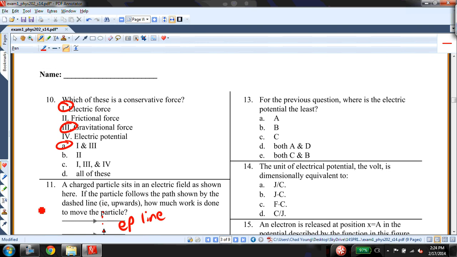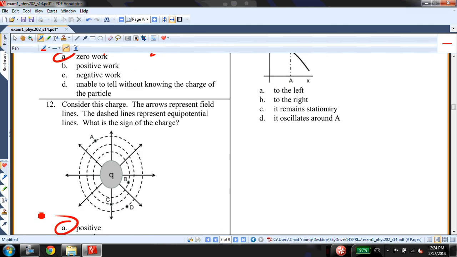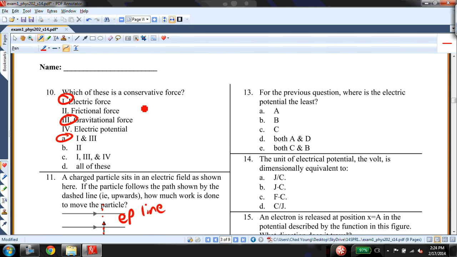For the previous question, where is the electric potential the least? Remember, V is kQ over R. When R is big, V is small. So it's the least at the largest R points. That's going to be point A and point D because they lie upon an equal potential line. So D is the right answer.